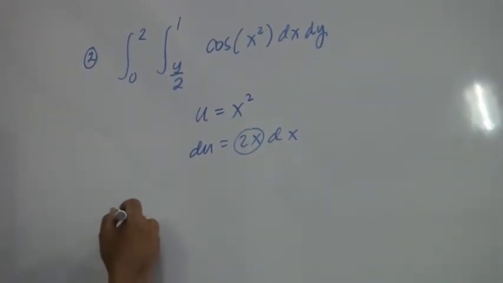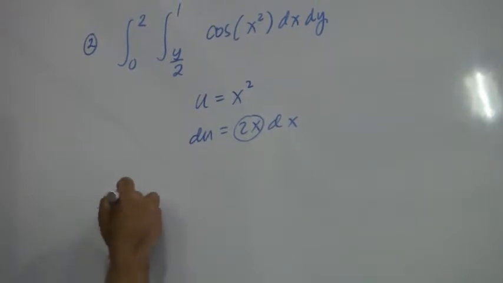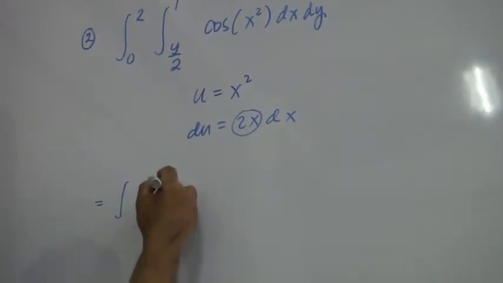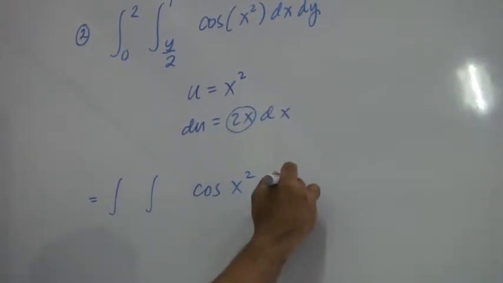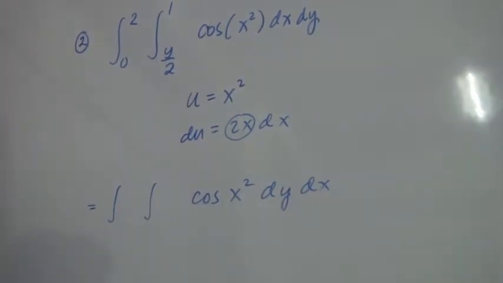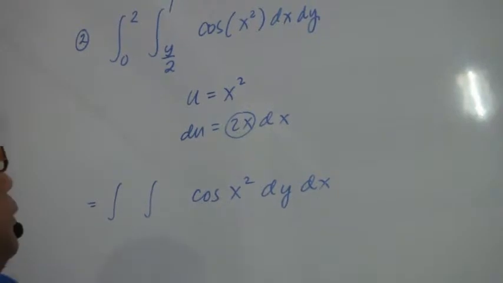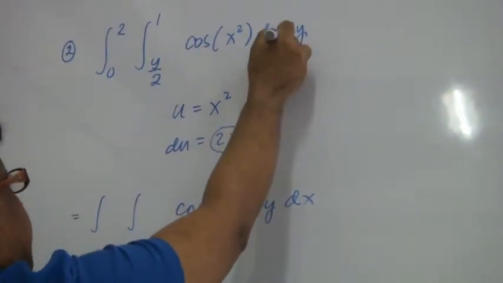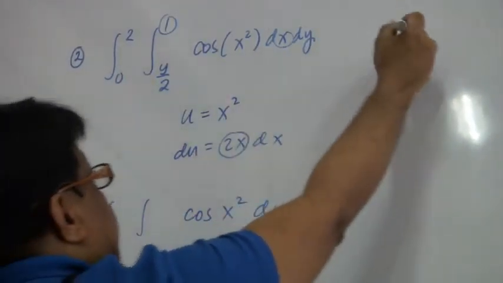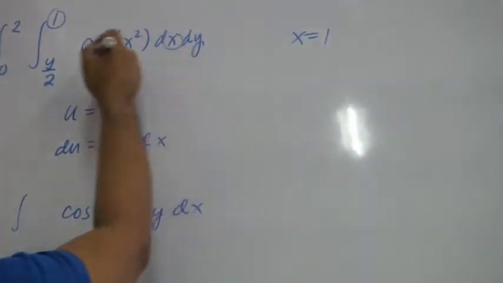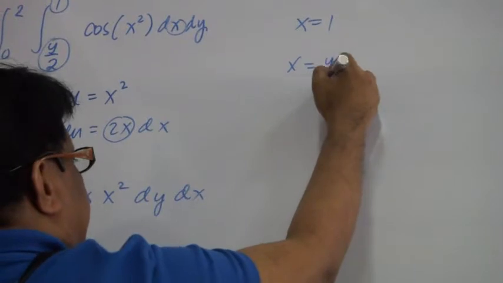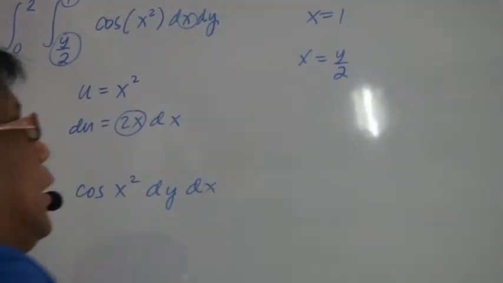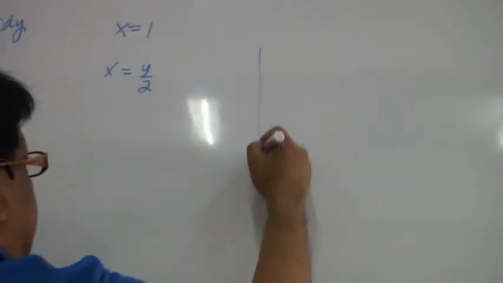So with that, we can now have the integral of cosine x squared, then we have dy dx. And again, we're going to graph x equals 1, and x equals y over 2. Okay? So let us now define the region.